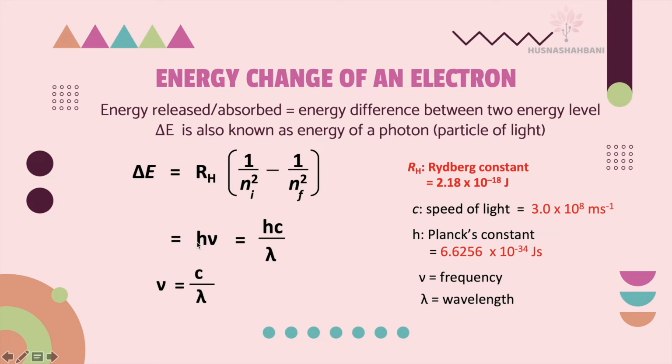Delta E is also equal to h nu. This is not V, this is nu, the Greek letter. Nu is equal to frequency. We know that frequency is equal to c, the speed of light with a value of 3 times 10 to the power of 8 m s negative 1, over lambda. Lambda is the wavelength, so frequency is c over lambda. Delta E is equal to hc over lambda. Lambda is the wavelength.